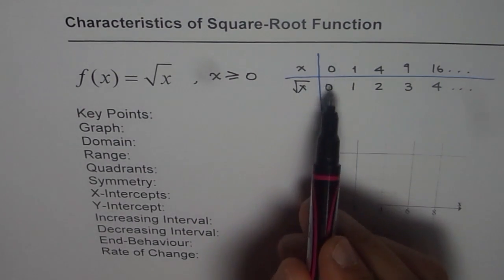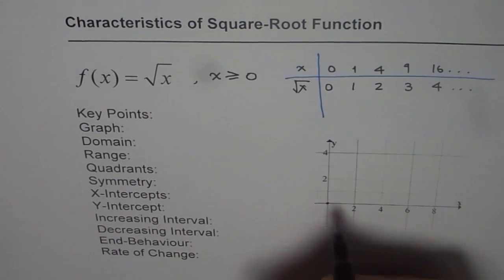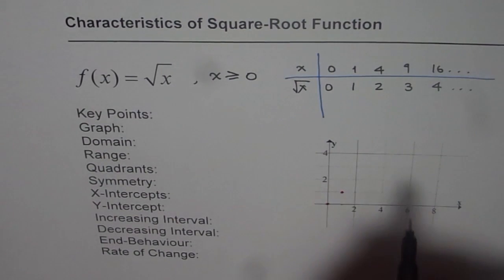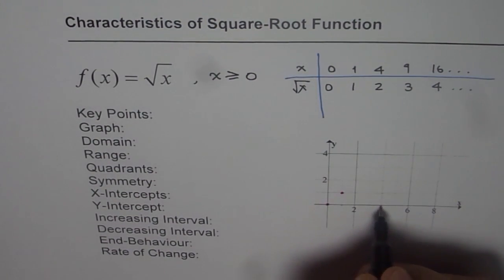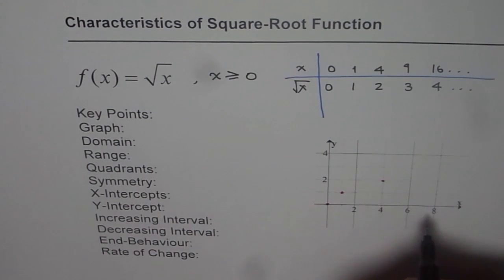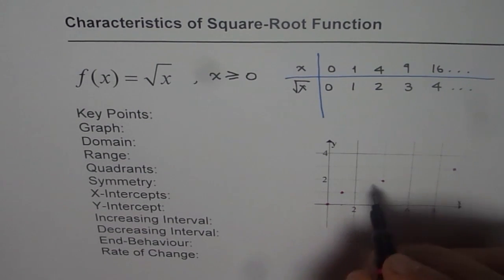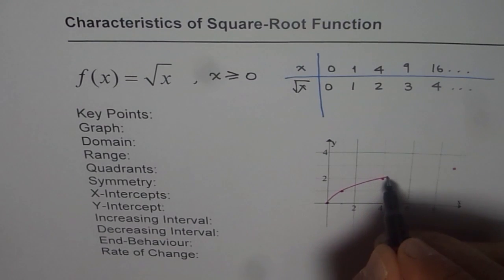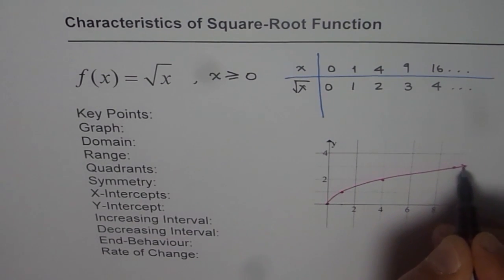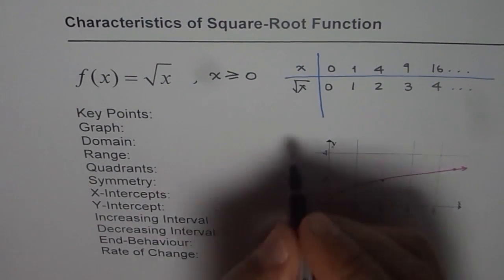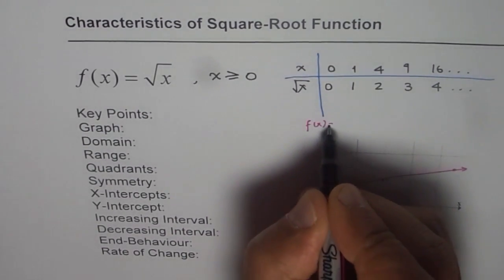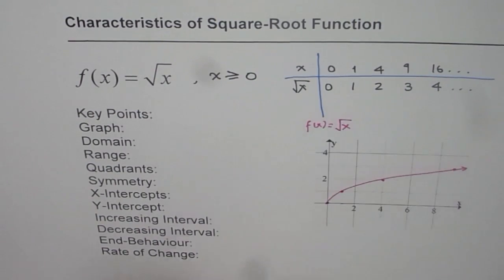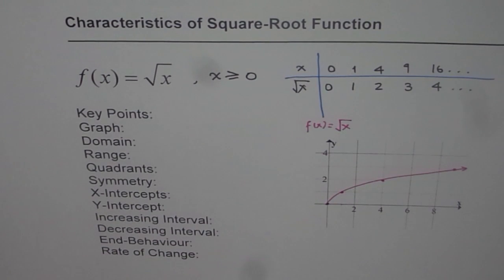So the first one is 0, 0, so that's the coordinate origin, right? Then 1, 1, so here we have 1 and 1, so we get this point. 4 and 2, x value of 4, y value of 2. And then we have 9 and 3, which is 9 is here and 3 is there. Joining these points, we get the square root function. Right, so that is the function f of x equals square root of x. So that's how you can draw the graph for the square root function.